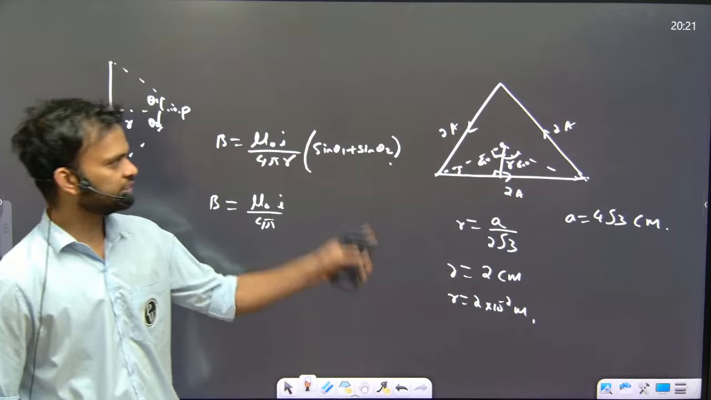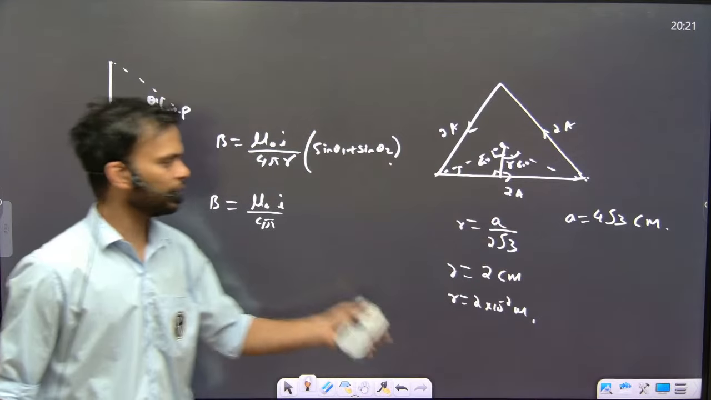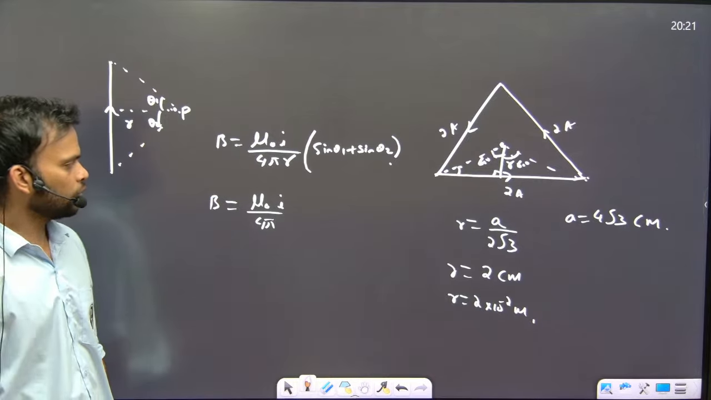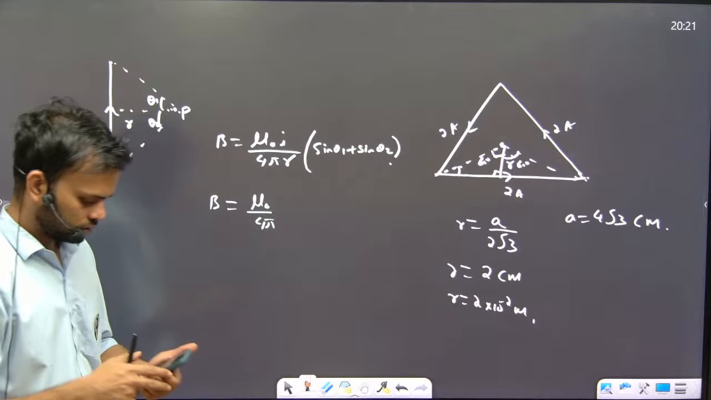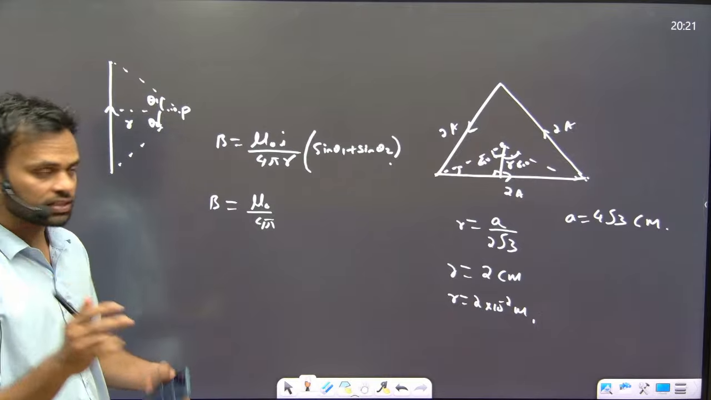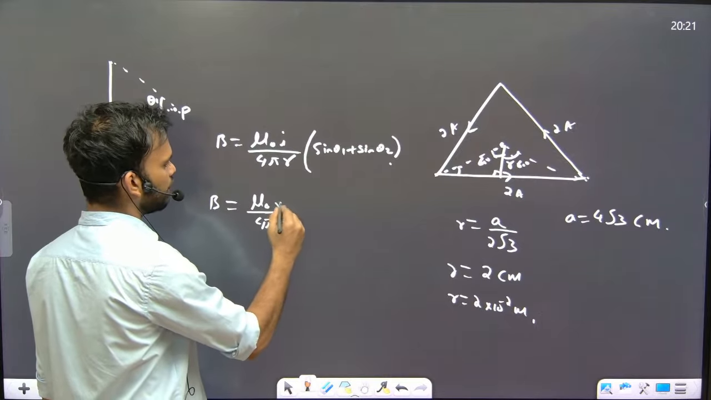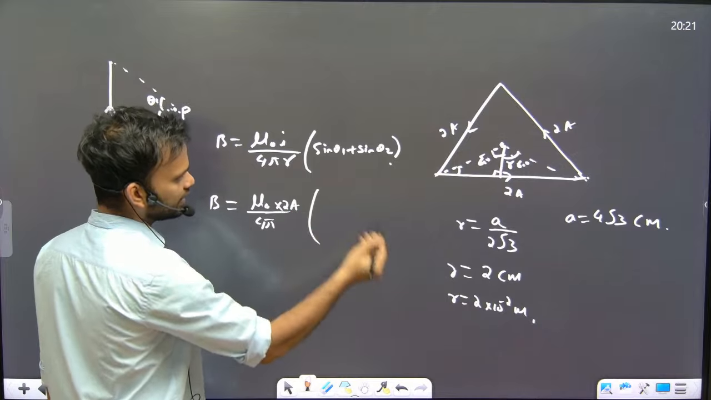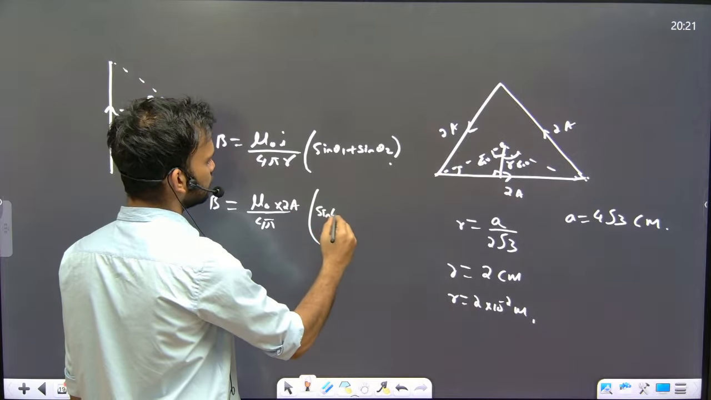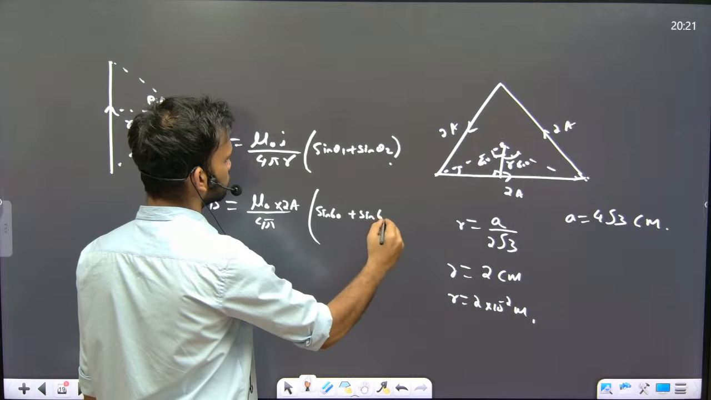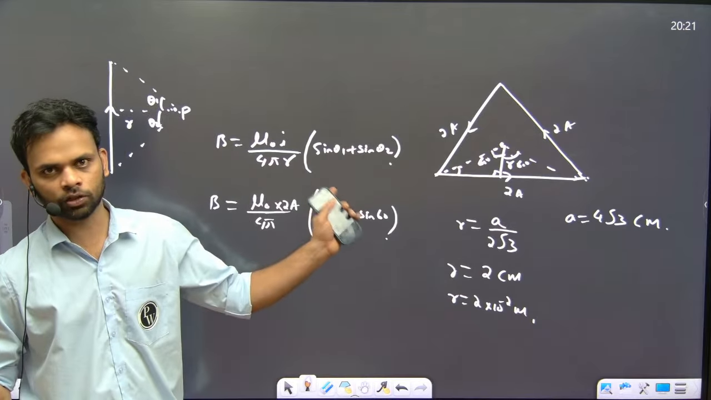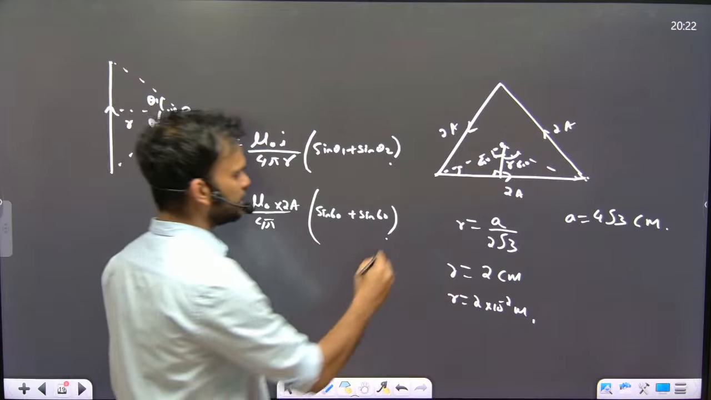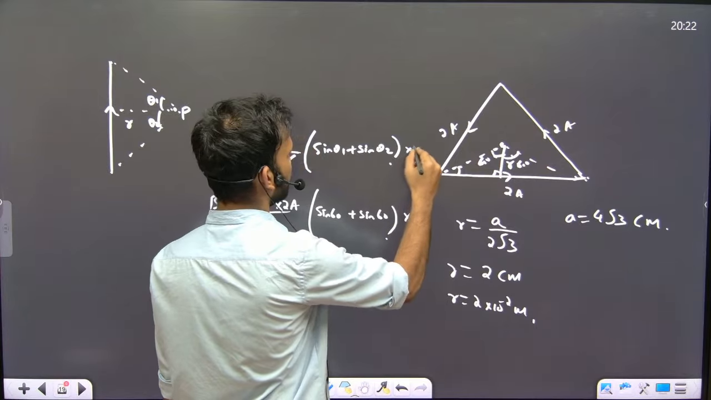So r we know. Theta 1, theta 2 is 60 and 60. Now the application of the formula. So mu naught I. By the way, what is I? The current is given as 2 amperes. Mu naught into 2 amperes divided by 4 pi into sine theta 1, which is sine 60, plus sine 60. This is for one wire. We have three wires, all of them producing field in the same direction. So multiply by 3.